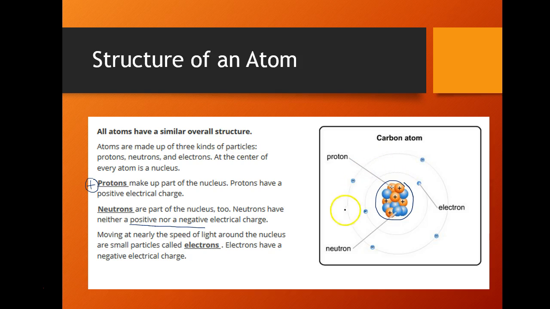If we were to look outside of the nucleus, you would see electrons, and electrons are much smaller than protons and neutrons, and they have a negative electric charge. And so you see them in rings outside of the nucleus. And so you see protons have positive charges, electrons have negative, and neutrons have neutral. And generally, this is the structure of all atoms.